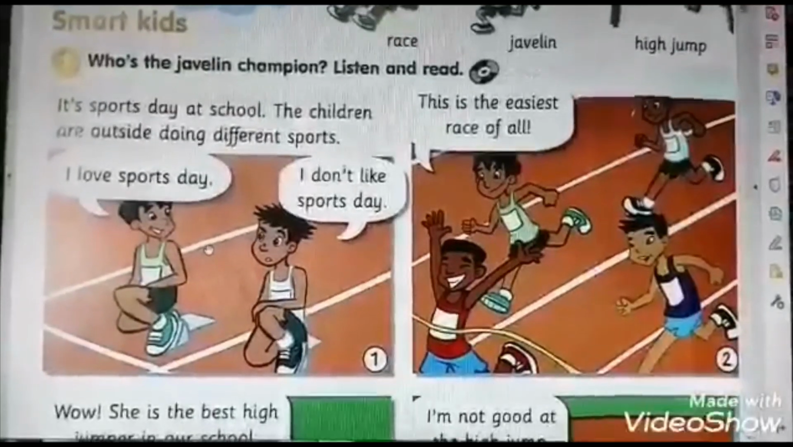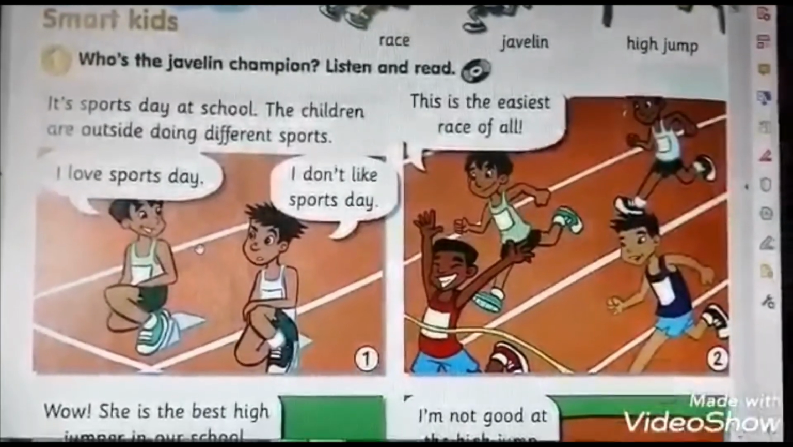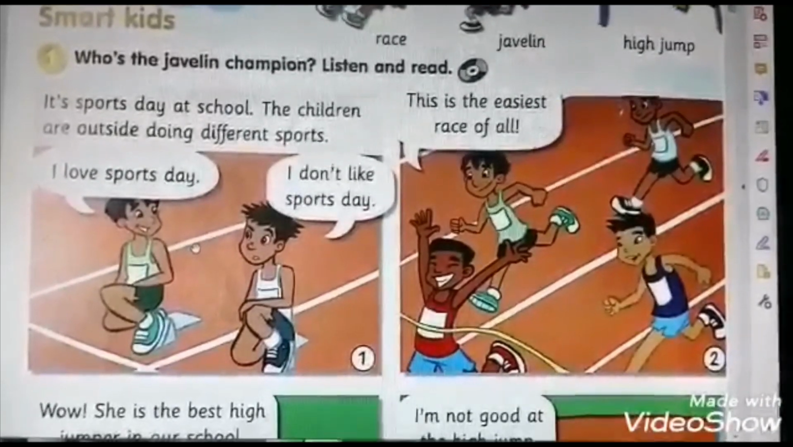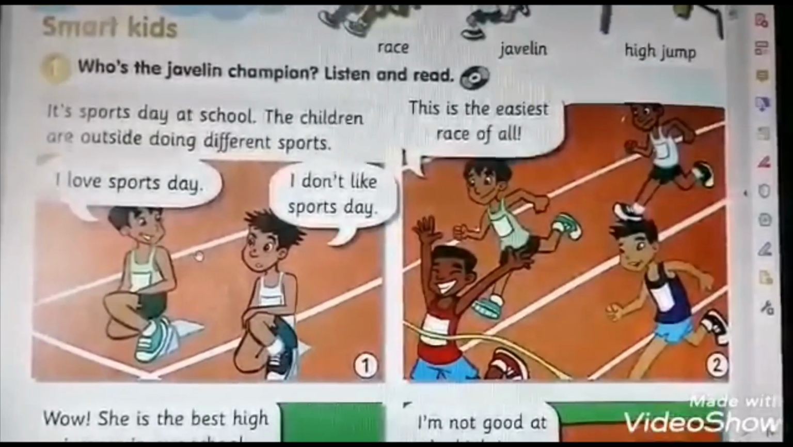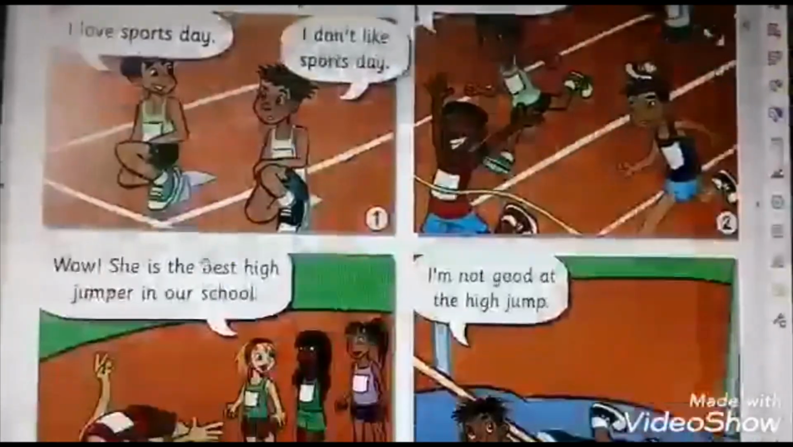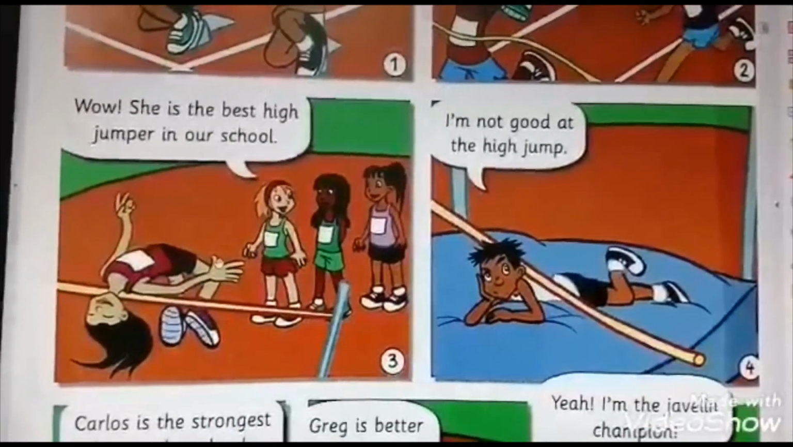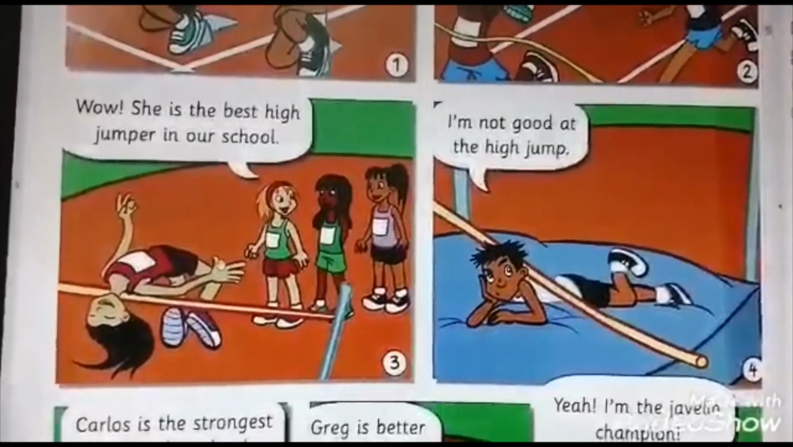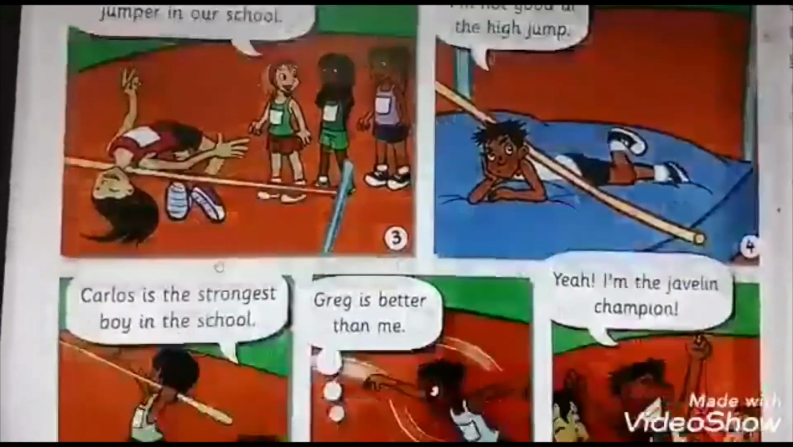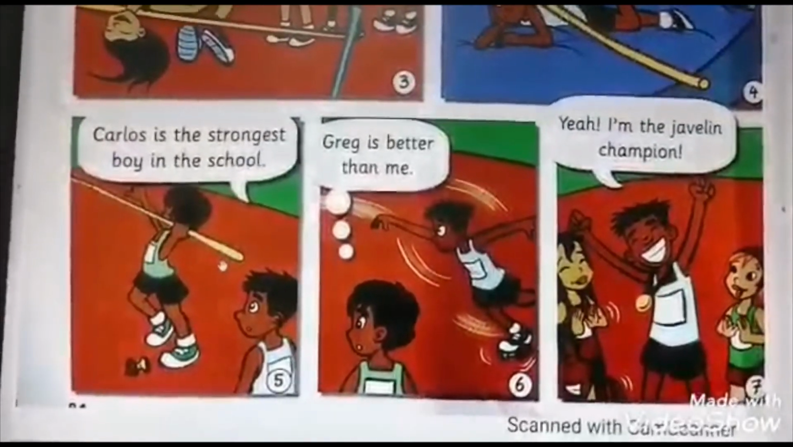Now repeat after me. We are going to read a few sentences which mention the superlative forms. Picture number 2. This is the easiest race of all. Yes, repeat after me. This is the easiest race of all. Picture number 3. She is the best high jumper in our school. She is the best high jumper in our school. Picture number 5. Carlos is the strongest boy in the school.